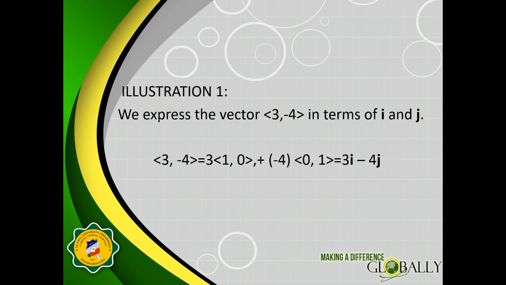Let me show the following illustrations. 1. We express the vector (3, -4) in terms of i and j. So, we have the following equations. We also call it 3i minus 4j equals (3, -4).